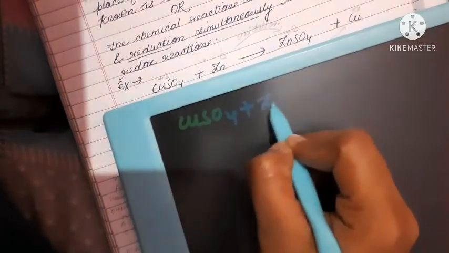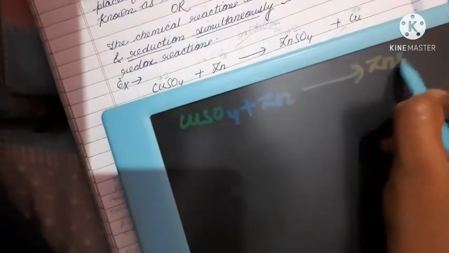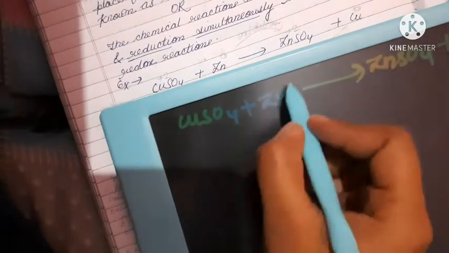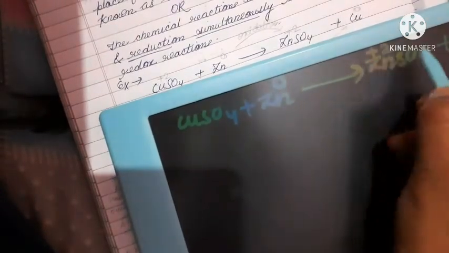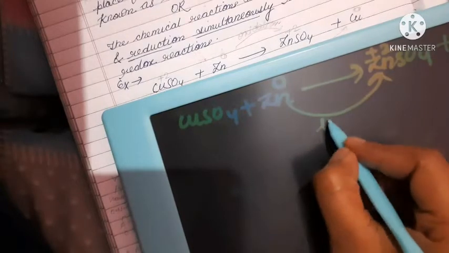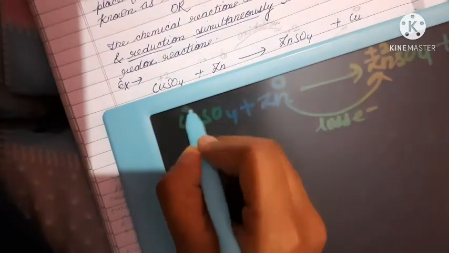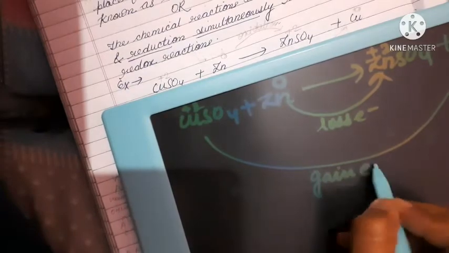CuSO4 plus zinc gives ZnSO4 plus Cu. So what happens here, zinc is in 0 state, but here it is in plus 2 state. So it has lost electrons. And copper has plus 2 and it has gone into 0, so it has gained electrons. Okay.